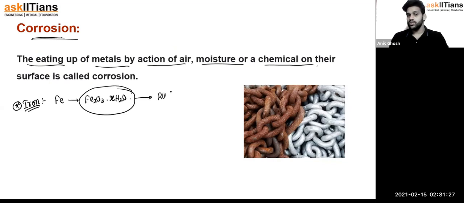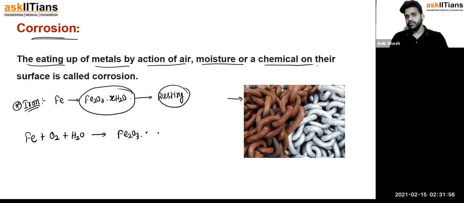You can see it over there. Here, this is a picture of rusting. This is a brown layer formed over the iron surface. That is called rusting. Now, what is the formula of rust? How is this rusting formed? When iron is exposed to the atmosphere, the oxygen of the atmosphere and the water vapors together react with the iron to give us Fe2O3.xH2O, which is known as rust. It is also known as ferric oxide.